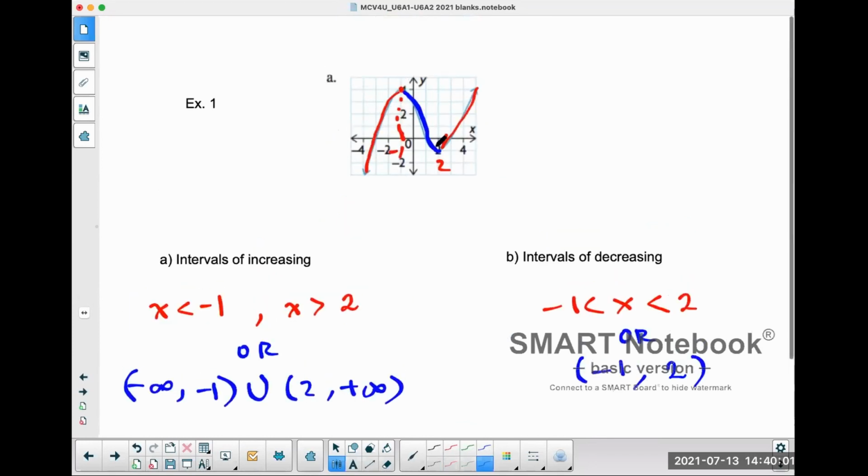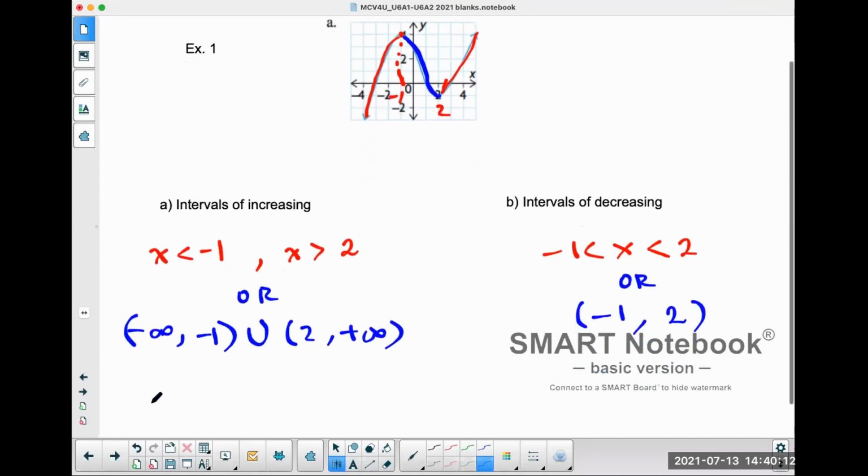Okay, so whenever you have a graph, this is a piece of cake, right? You just look at the graph and see if you're going up a hill, or you're going down a hill. That's all you have to do. But life is not always this easy.